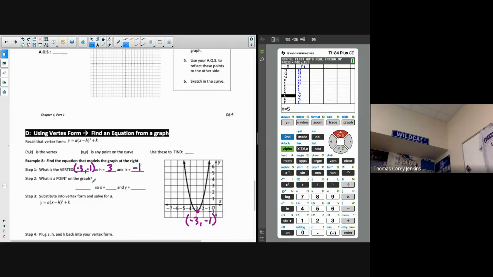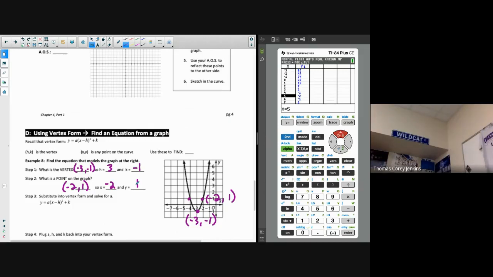All right, so what is a point on the graph? So what's another point that we can find? That looks like a point to me. Just make sure on the other side. Yeah, so we're going to use -2, +1. So x equals -2, y equals +1. So based on that, we should be able to solve for a, right?